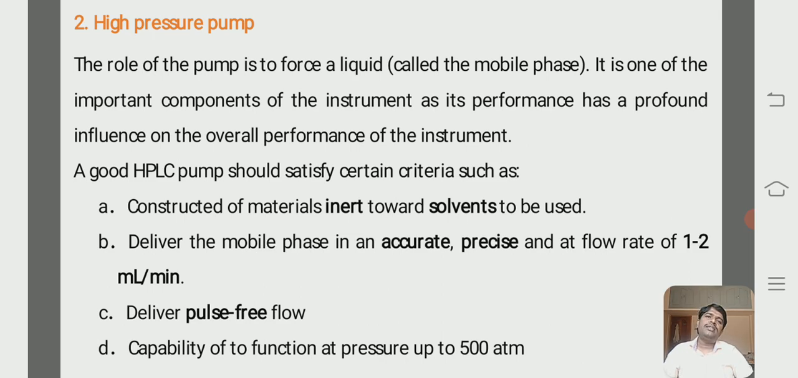Next component is a high pressure pump. The role of the pump is to force a liquid called the mobile phase. It is one of the important components of the instrument, as its performance has a profound influence on the overall performance of the instrument. So a good HPLC pump should satisfy some criteria. What are those? Let us see one by one.